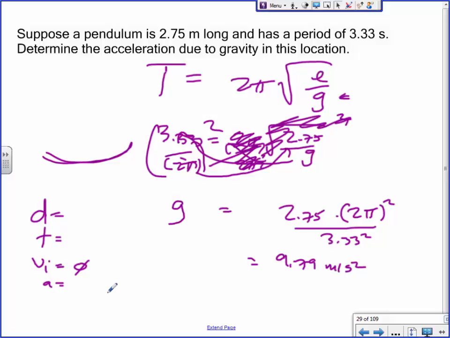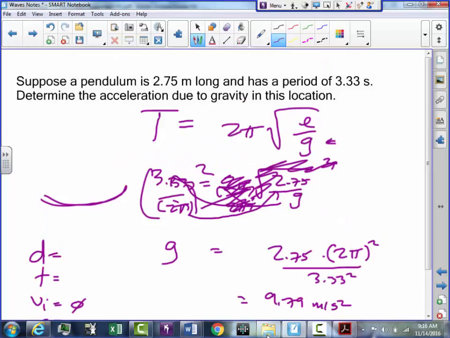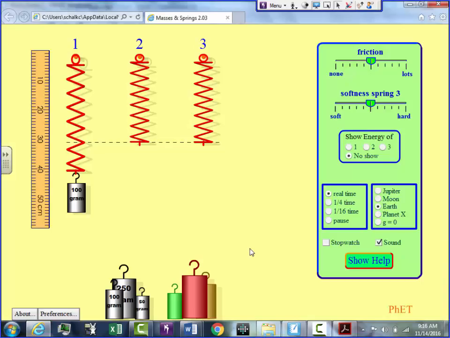Okay, let's try our lab. The lab's not intended to take overly long, it's another simulation. So, okay, here's the simulator. One of the reasons why I want to use a simulator for this one rather than doing it in real life is I want to ignore friction.